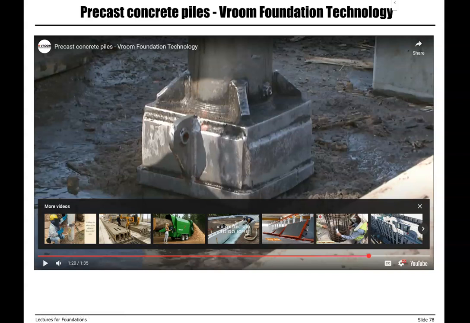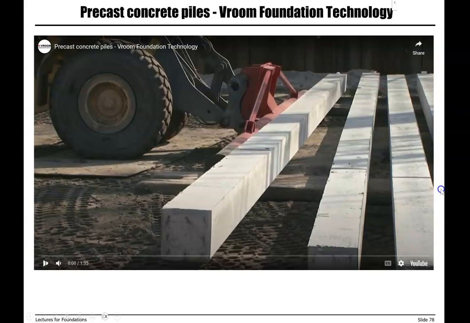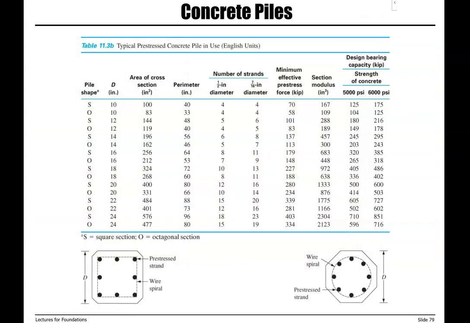So precast, pre-stressed concrete piles, two different types of equipment can be used for driving piles into the soil, which includes impact hammers or vibratory hammers. This slide provides typical pre-stressed concrete piles used in the United States. As I mentioned earlier, we have two main types of cross sections. You can also see that the diameter changes from 10 inches to 24 inches.